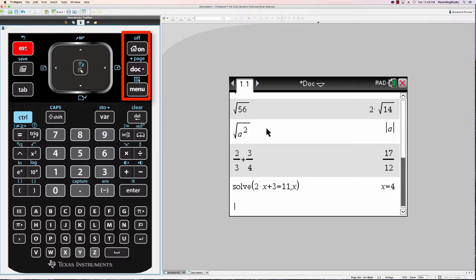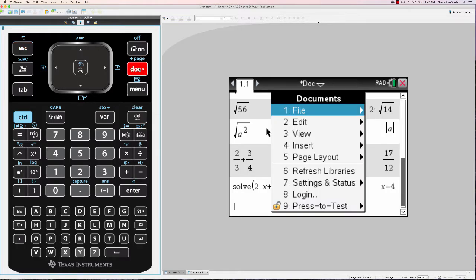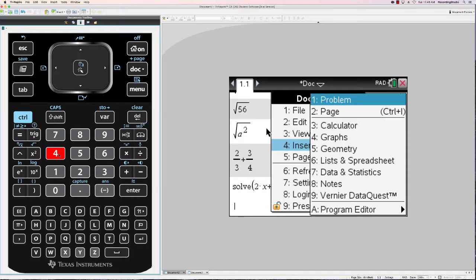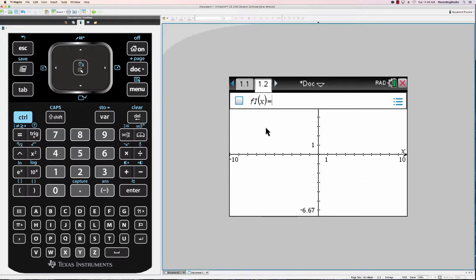Recall the big 3 keys. The document key controls the structure of the document, so let's press the doc key. Which selection should we choose in order to insert a new problem? Insert. So we'll press 4. What kind of a page would we like? We said we wanted to make a graph, so a graphs page. So we'll select 4 again, and what you see in front of you is a graph screen.